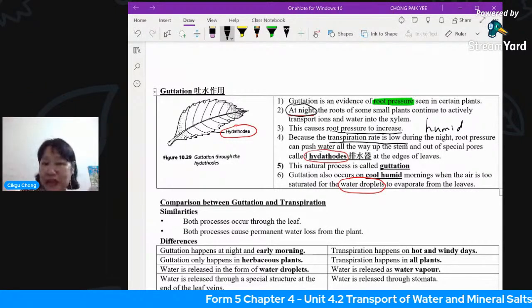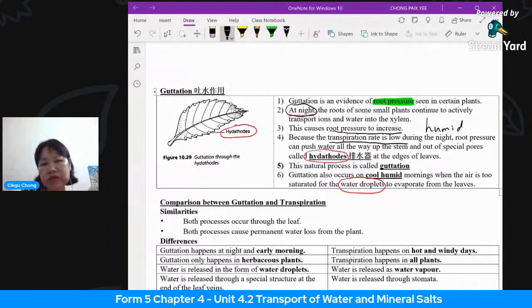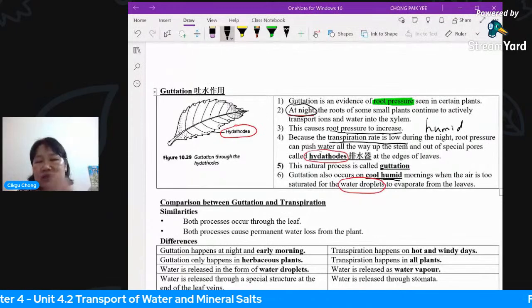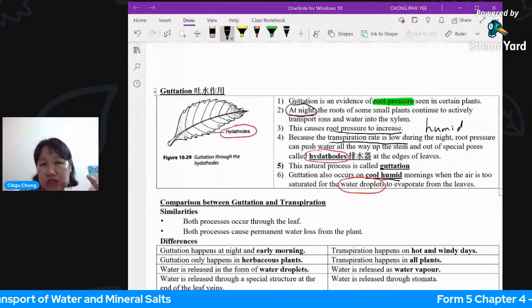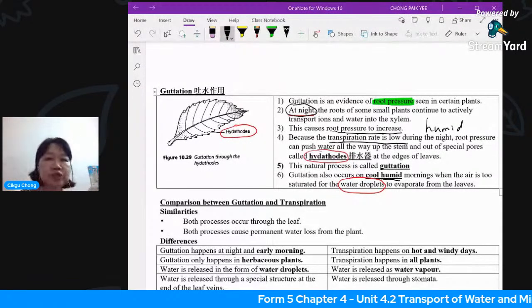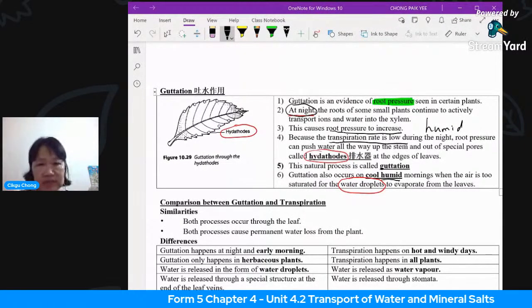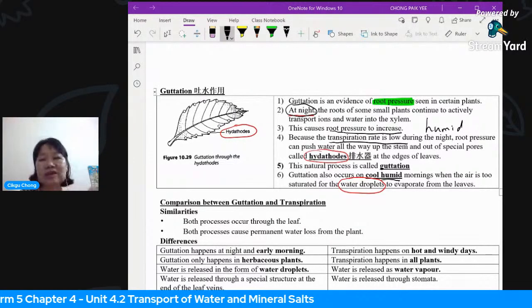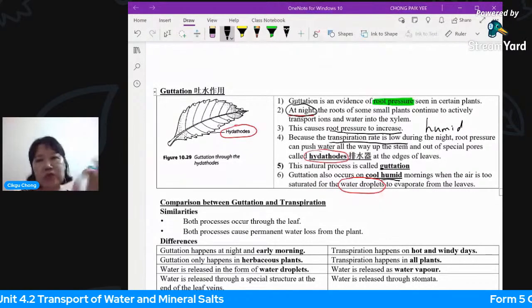So it usually happens on cool, humid mornings when it's too cold, and the air is too wet. There's too much water saturated, so it's difficult for transpiration to take place. Transpiration doesn't take place, so the plant still wants to remove the water. This is the only way. The water is pushed out and you have droplets of water there.